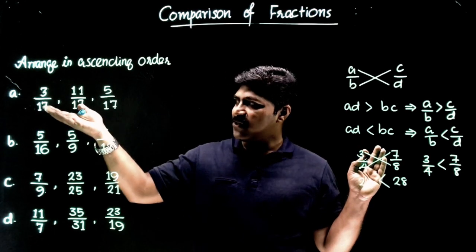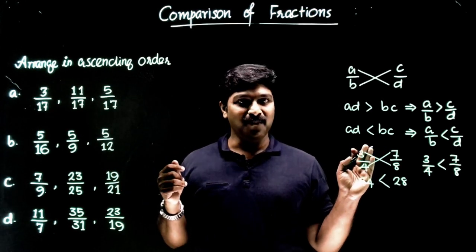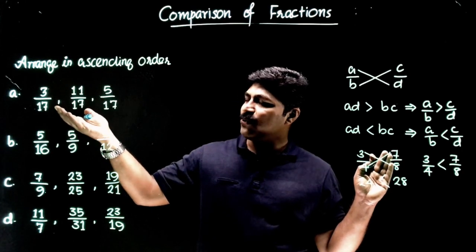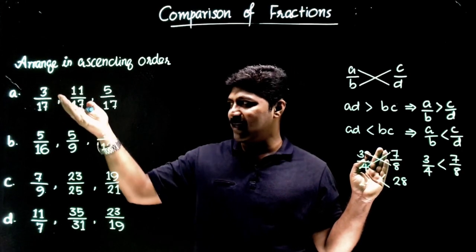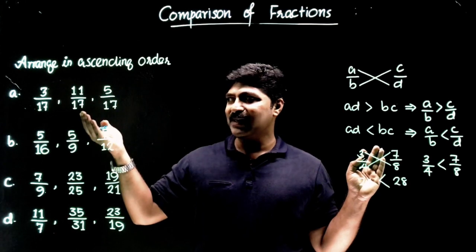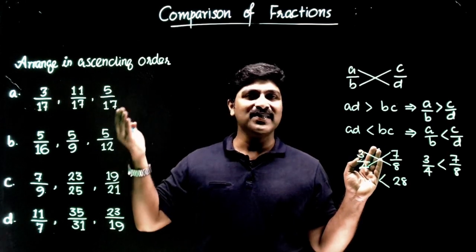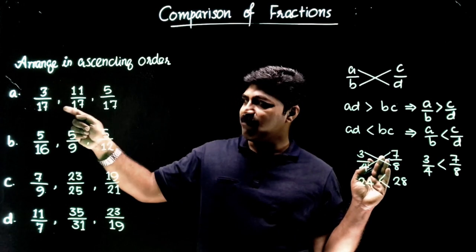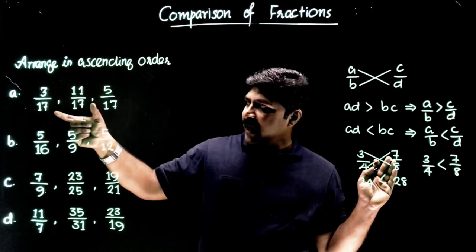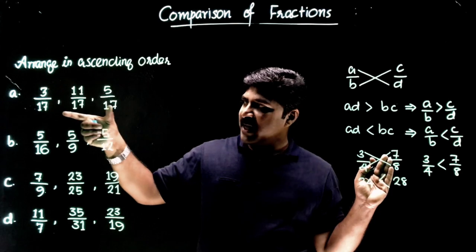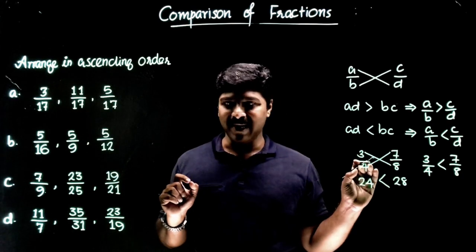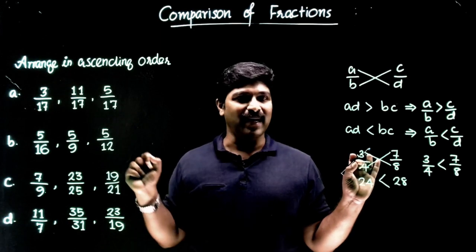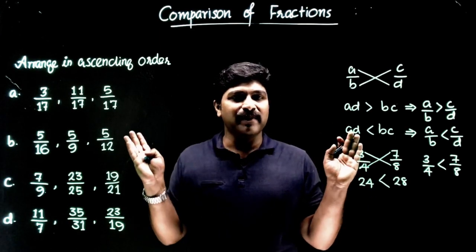So here, consider the first example. What is the peculiarity of this first example? Here we have to arrange the fractions 3 by 17, 11 by 17, 5 by 17. So how can we conclude? What is the interesting peculiarity here? In each case, the denominator is 17. Which means we can conclude the denominators are equal. Keep that point in your mind.